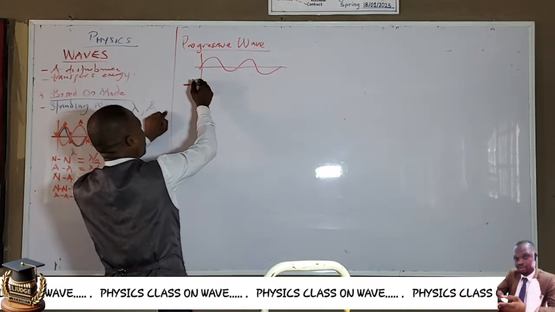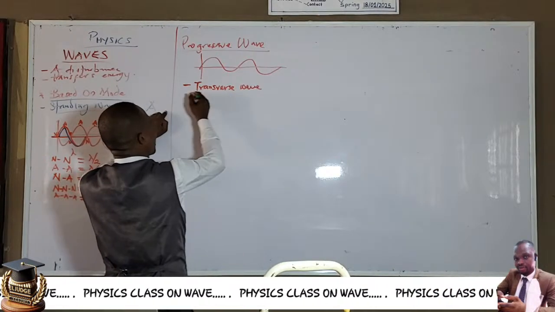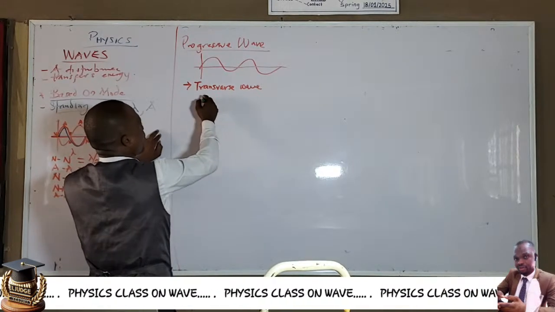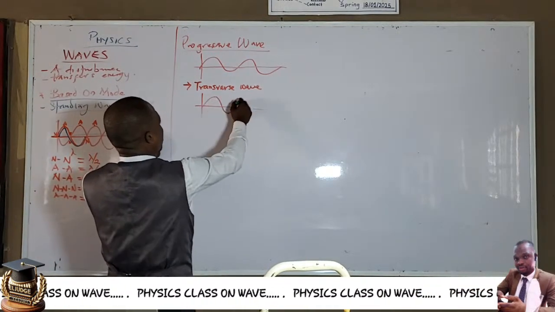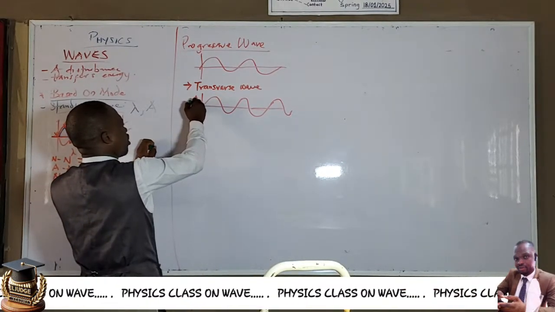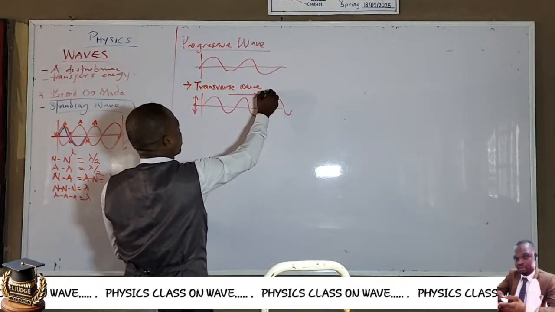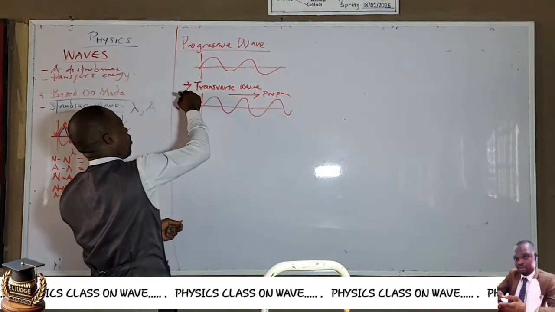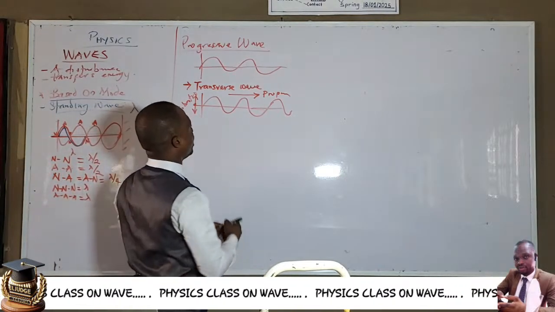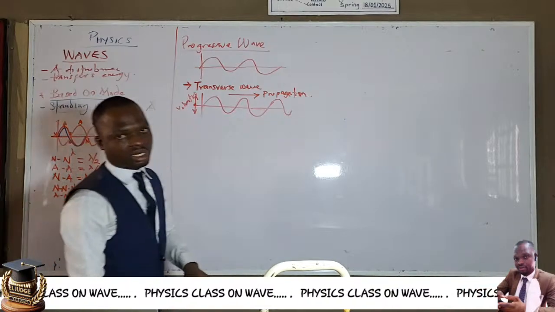We have the transverse wave. In a transverse wave, you will see the wave moving this way. This is the direction of vibration. The wave is vibrating this way, and this is the propagation. Whenever you have the vibration of the wave perpendicular to the direction of propagation, then you say it's a transverse wave.